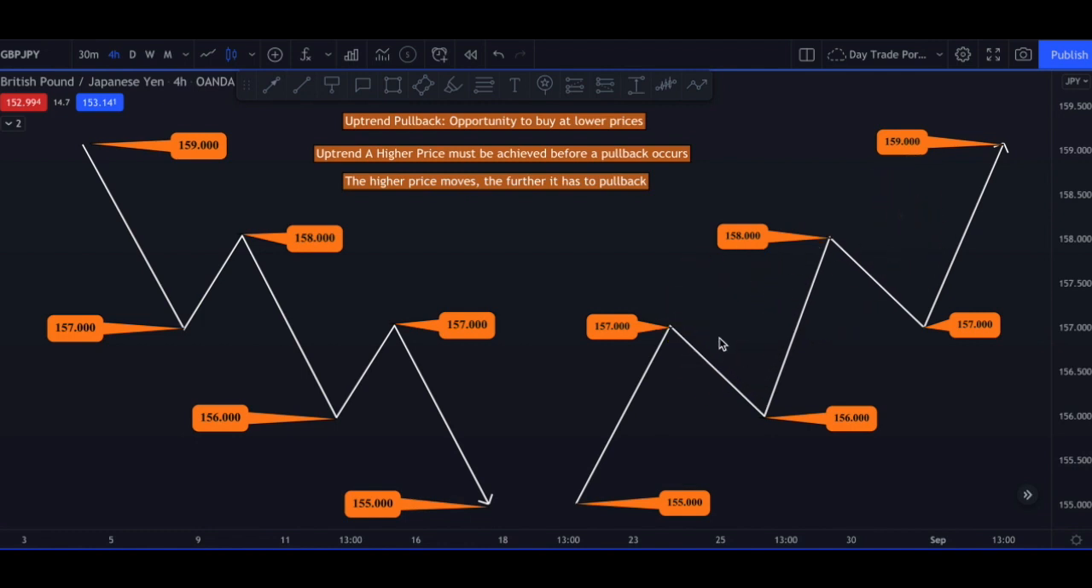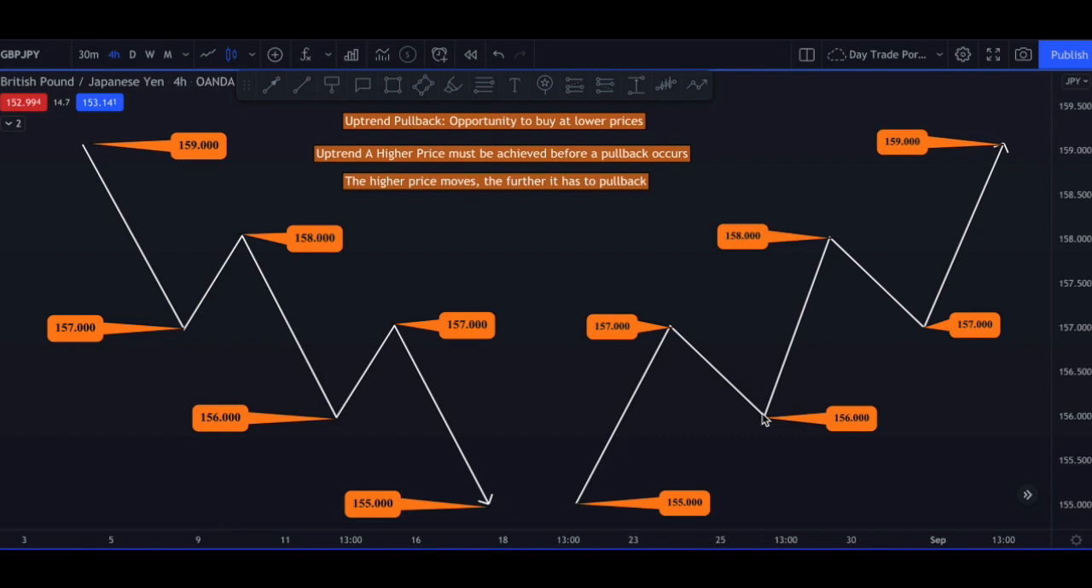So let's talk about the uptrend pullback here. So remember, the uptrend is an opportunity to buy at lower prices. And when an uptrend occurs, here's what it's creating. You have an initial low point, and then price goes up. Then price pulls back. And when price pulls back in an uptrend, you're wanting it to stay above the last highest price. Because remember, you're buying at the discounted price, because the rule of supply and demand is that you buy low, but you sell high.